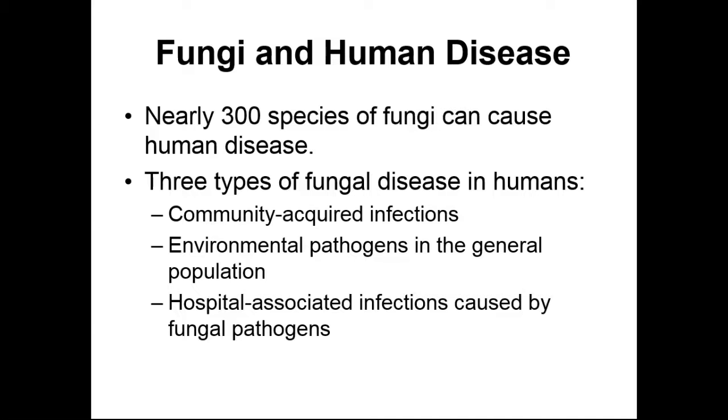There are three kinds or categories of fungal diseases in human beings. We have the community diseases. These are ones that we can acquire from a social gathering. Think of locker room environments or dirty wrestling mats or gymnastic mats. Those are going to be the community acquired infections. Ringworm is a good example. We could have environmental pathogens that are present in the general population, or we could have hospital associated or nosocomial fungal infections.